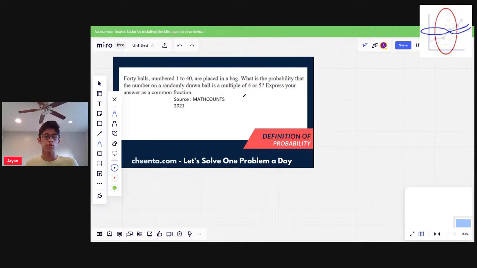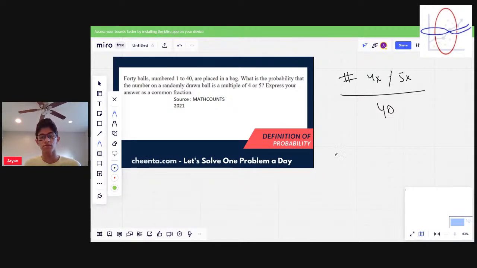We're saying, what is the probability that the number on a randomly drawn ball is a multiple of 4 or 5? So the probability would just be the number of multiples of 4 or 5, divided by 40, which is our total. For example, if I had to say, what's the probability of picking exactly the number 23 from these 40 balls, it would just be 1 over 40, because there's one way to pick the number 23. So how many ways are there to pick a number that's a multiple of 4 or 5?